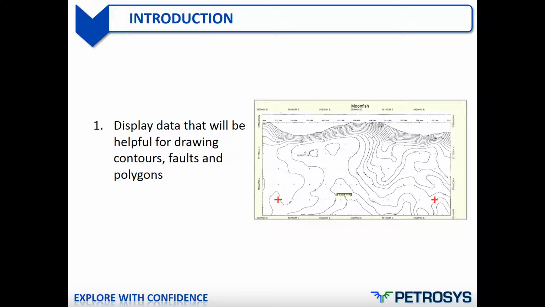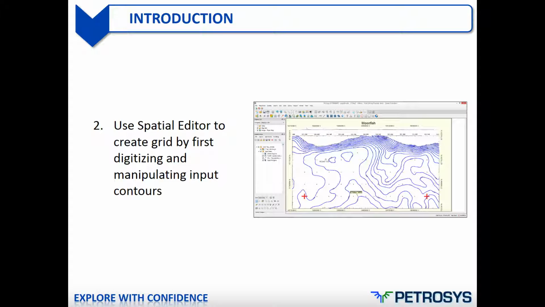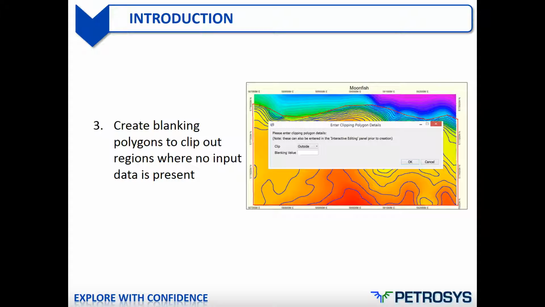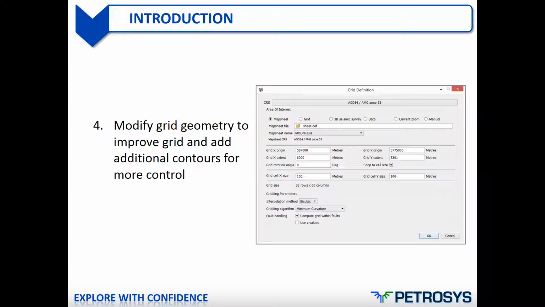In today's webinar, we'll start off by displaying data that will be helpful for drawing contours, faults, and polygons. We'll move on to using the Spatial Editor to create your grid by first digitizing and manipulating input contours, followed by creating blanking polygons to clip out regions of your grid where no input data is present. And finally, we'll finish off by modifying the grid geometry to improve our grid and add additional contours for more control.